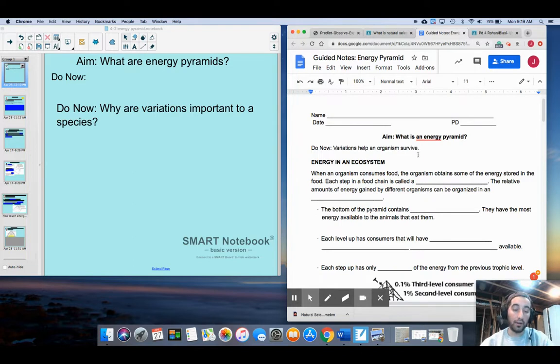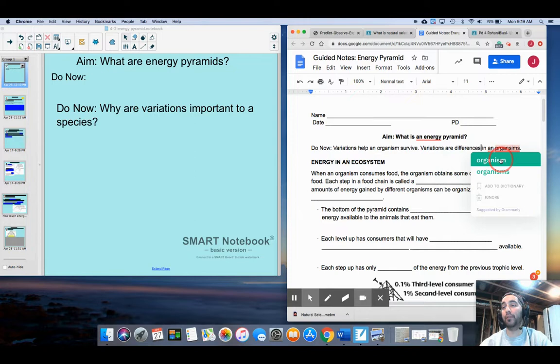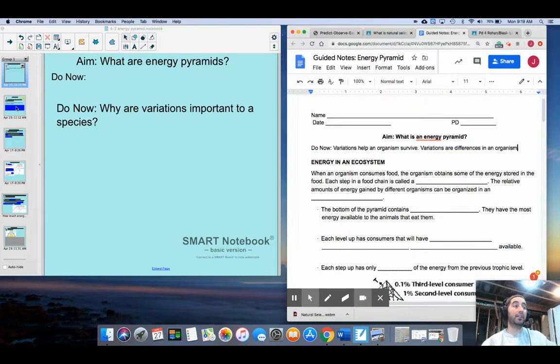Okay. So for the do now question, if you had something along the line of variations help an organism to survive, you are correct. You could have also extended it and defined variations. You could have said variations are differences in an organism. So we could also add that variations are differences in an organism. All right, so that was the do now. Now let's continue with today's lesson.